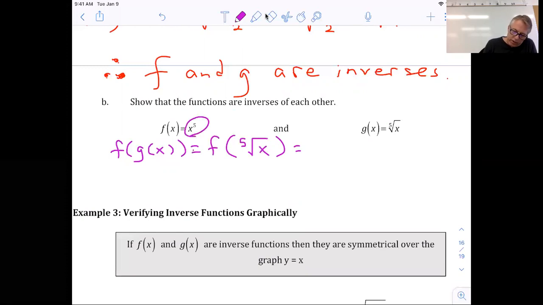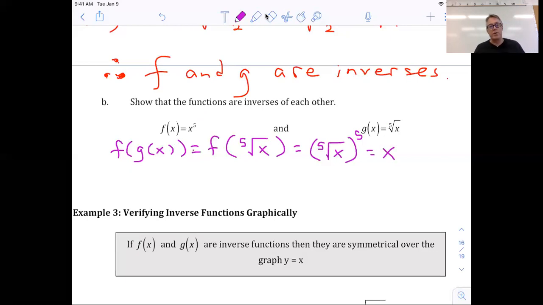So when you do that, plug it into there for the x, we get the fifth root of x to the fifth power. And when you have a root and a power that are the same, those two operations cancel each other out. So we found f of g of x and showed that it equals x.